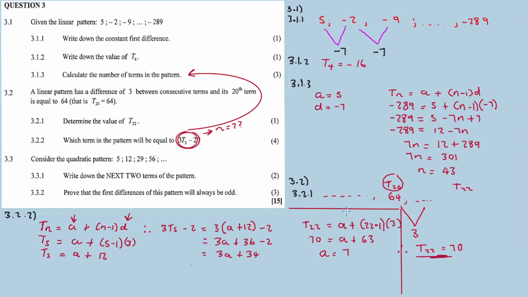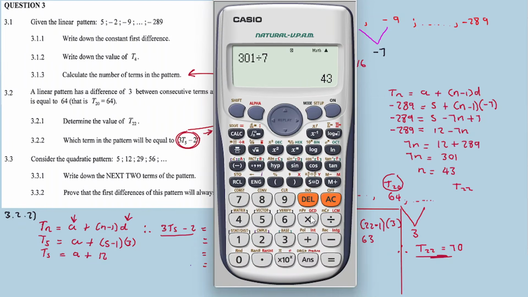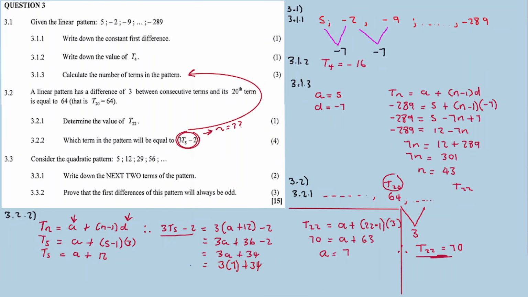Now I can calculate the value. Let us substitute a into this expression. So it's 3 times 7 plus 34, which is equal to 55. So the answer is 55. There is a term in this pattern which is 55. This pattern actually has a term which is 55.